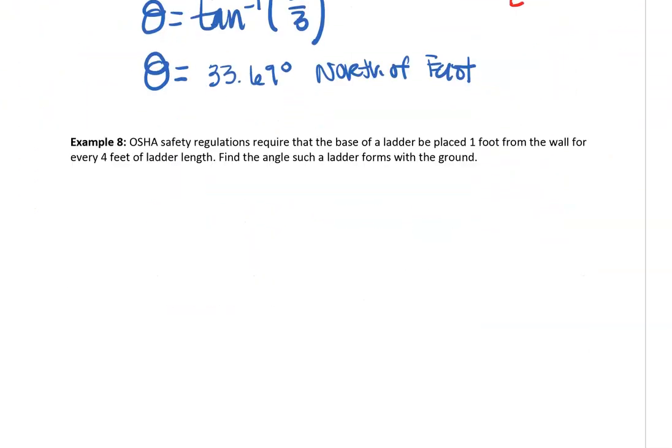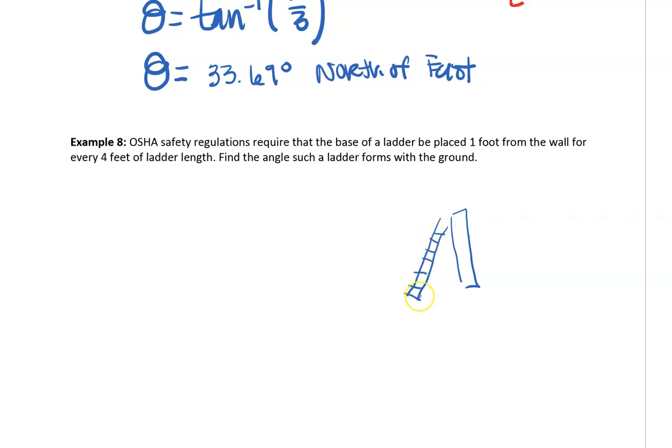Let's look at example 8. OSHA's safety regulations require that the base of a ladder be placed 1 foot from the wall for every 4 foot of ladder length. Find the angle such a ladder forms with the ground. Again, I'm going to need a picture for this. And so here's a wall. Beautiful picture here. Here's my ladder.